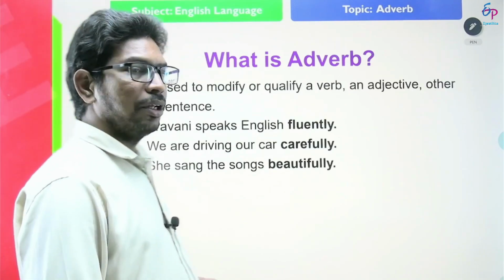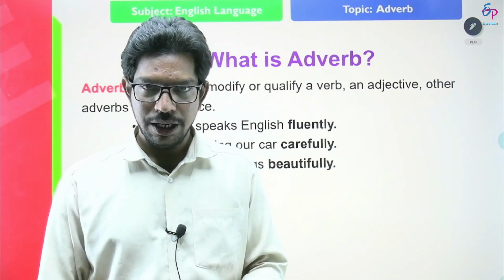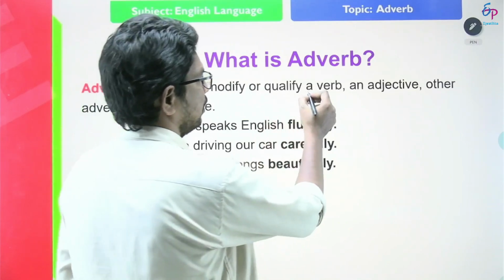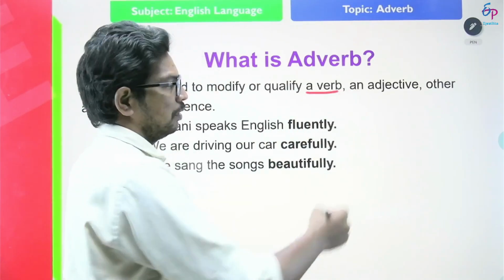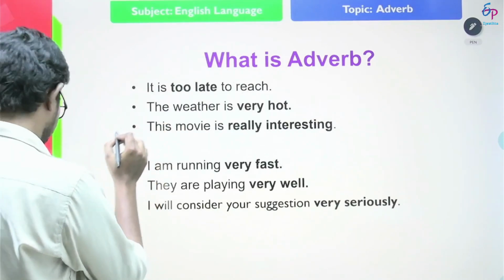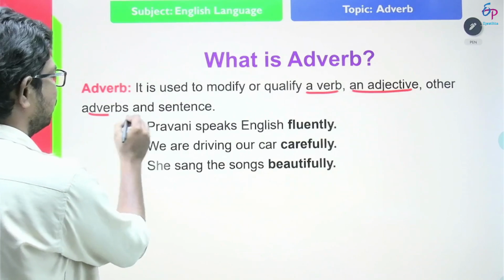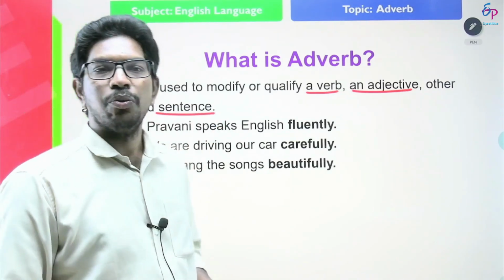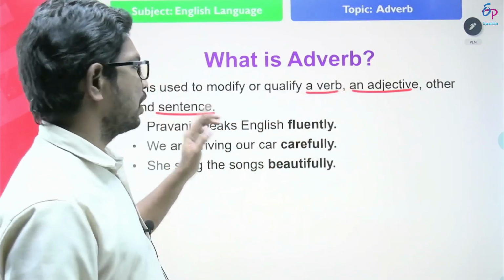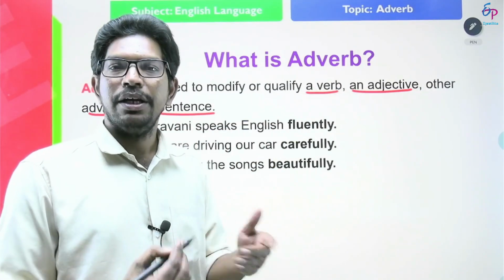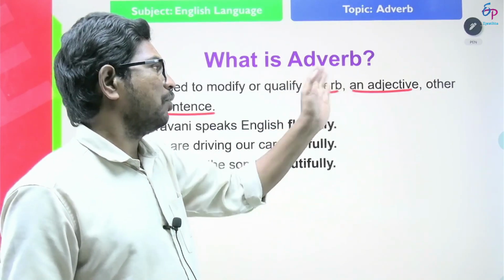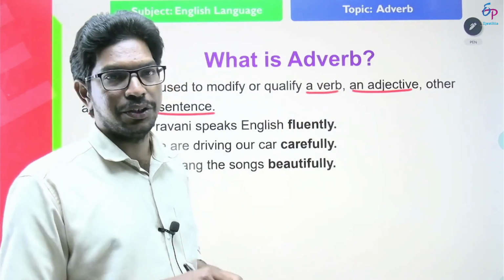What is an adverb? An adverb is a word, phrase or clause that is used to modify a verb, an adjective, other adverbs and a sentence. Let us see examples of how it modifies these verbs, adjectives, other adverbs and sentences.